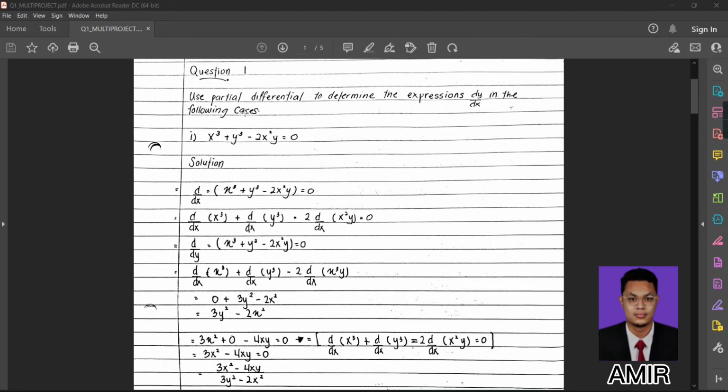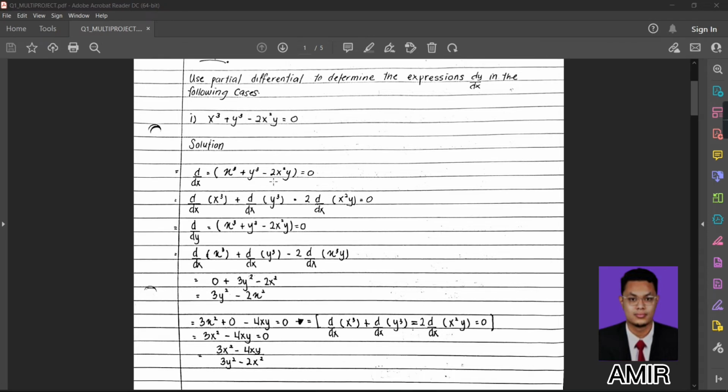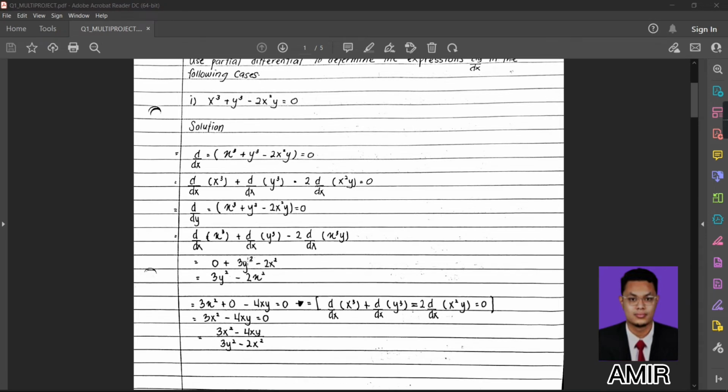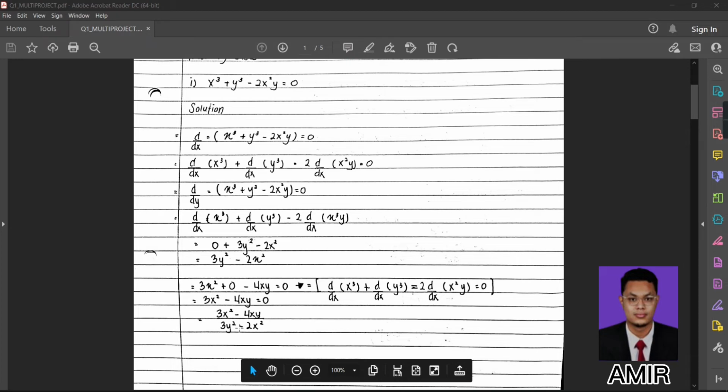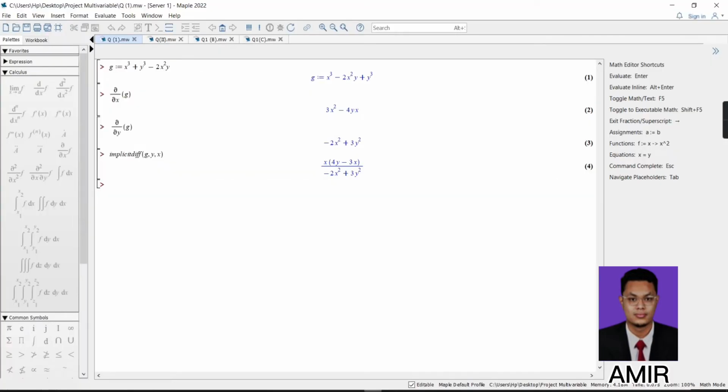So question 1 is to use partial differentiation to determine the expression dy over dx in the following case. This is the equation that I have given, and this is the manual calculation that I have used. So the final answer is 3x to the power of 2 minus 4xy over 3y to the power of 2 minus 2x to the power of 2. Now compare with the simulation that I have used.